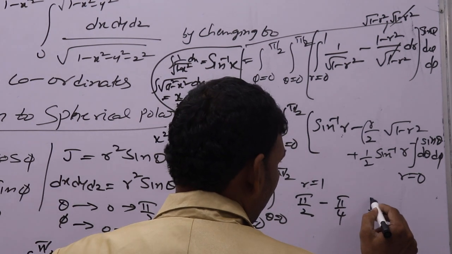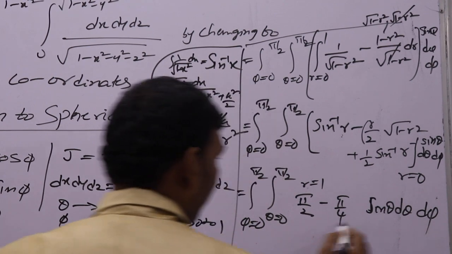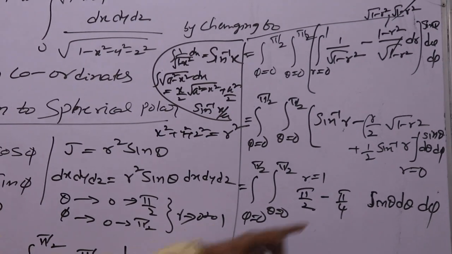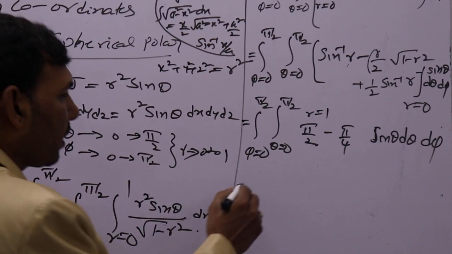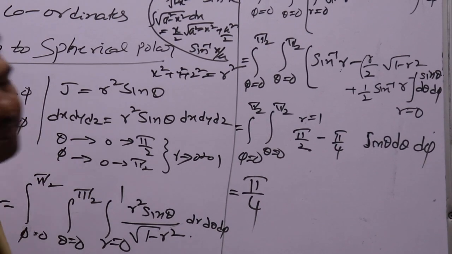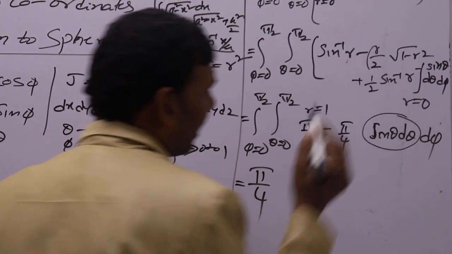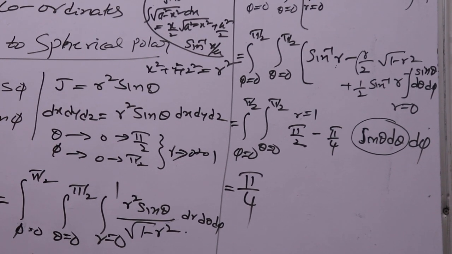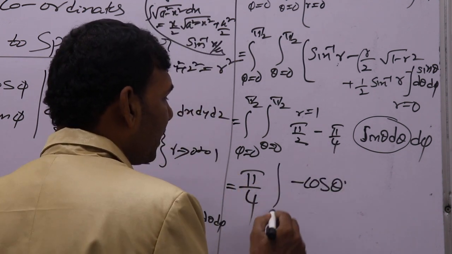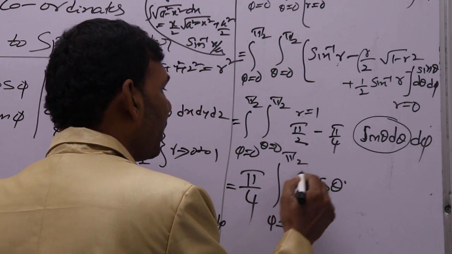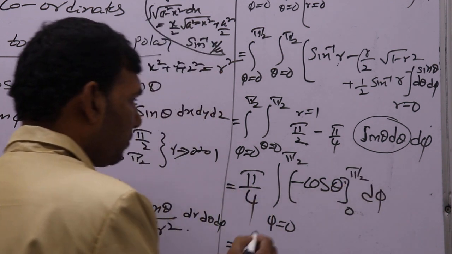That is sin theta d theta d phi. Pi by 2 minus pi by 4. If you take 4 as LCM, 2 pi minus pi, so if you simplify, pi by 4 you will get. Next, integral sin theta d theta. Integral of sin is minus cos. Minus cos theta, limits from 0 to pi by 2, d phi.